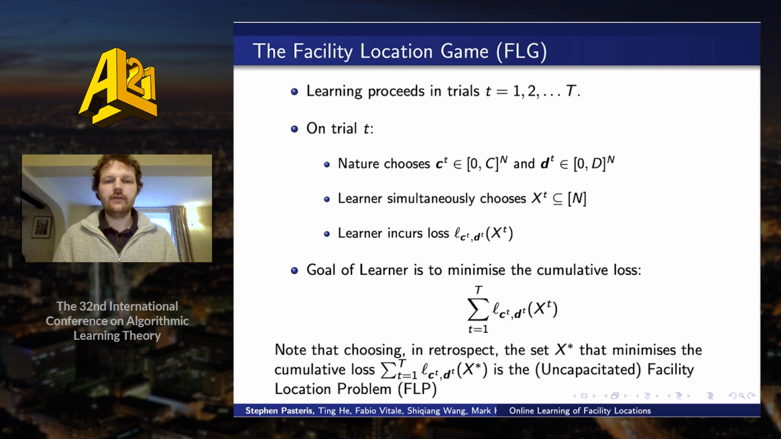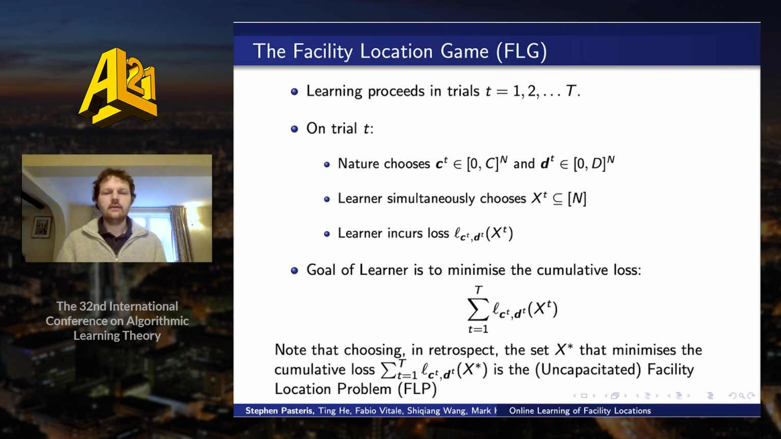Now we're going to define a facility location game, which is a game between learner and nature. Learning proceeds in trials t from 1 to T. On trial t, nature chooses an opening cost vector Ct and a connection cost vector Dt. We note that capital C is an upper bound on the opening cost of any site on any trial, and capital D is an upper bound on the connection cost of any site on any trial.